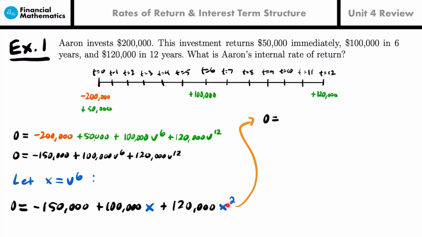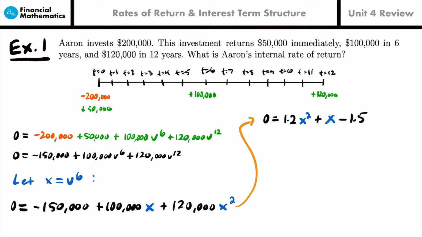So our x squared term is first, and then we'll have the x term, and then we'll have the constant term. But if you divide each of them by 100,000, you'll have 1.2 times x squared plus x, because 100,000 divided by 100,000 is just 1, and then you'll have minus 1.5. Okay, and now we have a quadratic expression that we could solve by either factoring or using the quadratic formula.